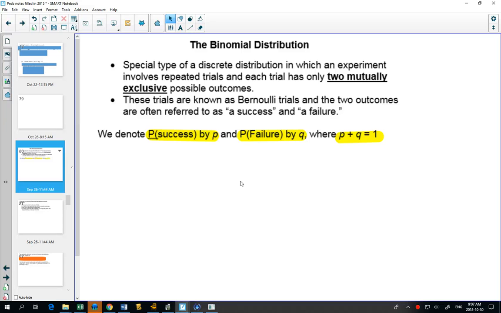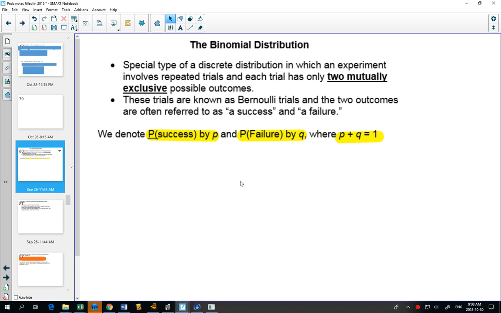The binomial distribution looks at what happens when you have an experiment which has only two outcomes. We usually talk about those two outcomes as a success and a failure. So if you're flipping a coin and you want heads, heads would be the success, tails would be the failure. If you're rolling a die and you want a 3, the 3 is the success, everything else is a failure.